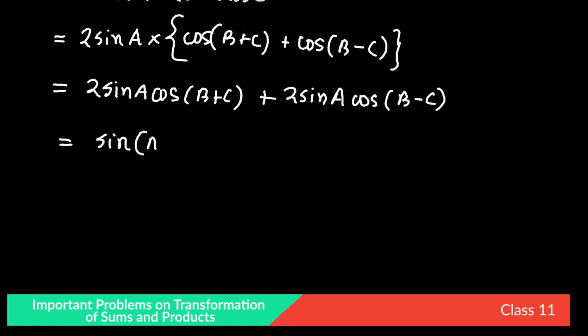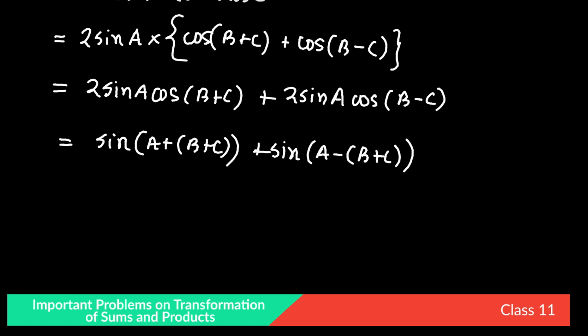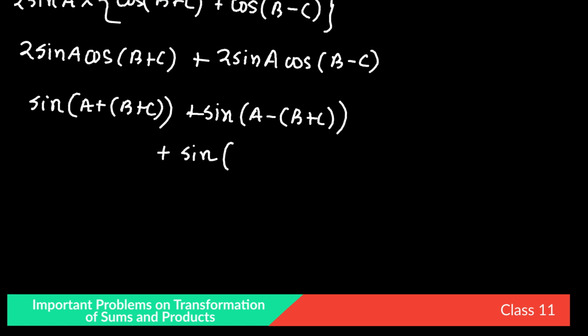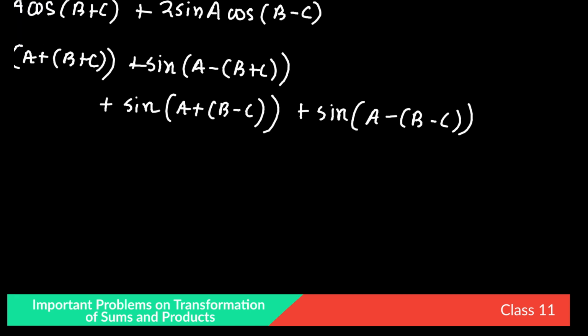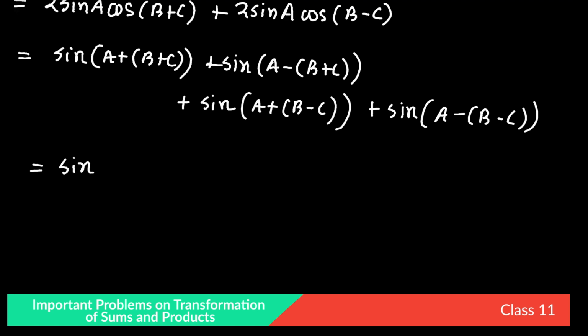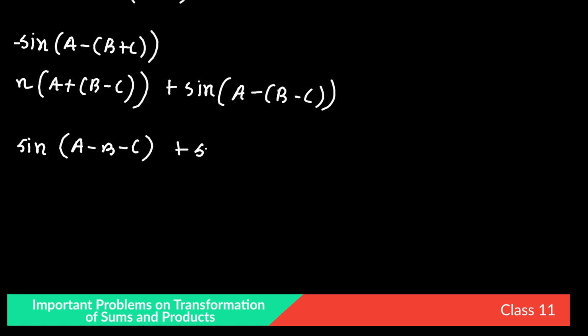So sin (A plus B plus C) plus sin (A minus B minus C), plus it is actually sin (A plus B minus C) plus sin (A minus B plus C). So it is actually what? It is sine of (A plus B plus C) plus sine of (A minus B minus C) plus sine of (A plus B minus C) plus sine of (A minus B plus C).